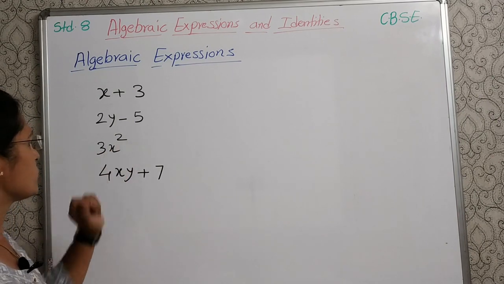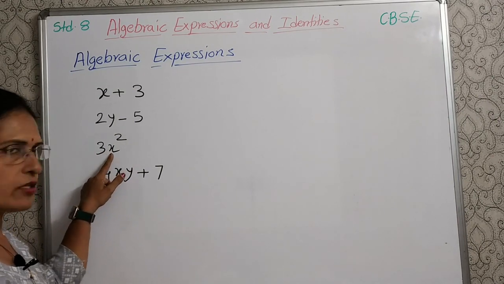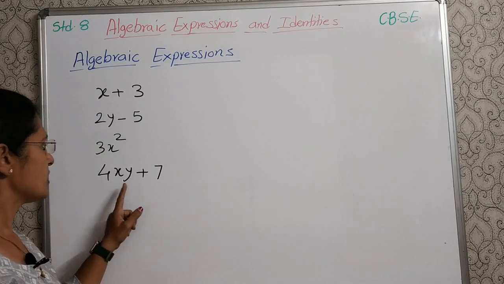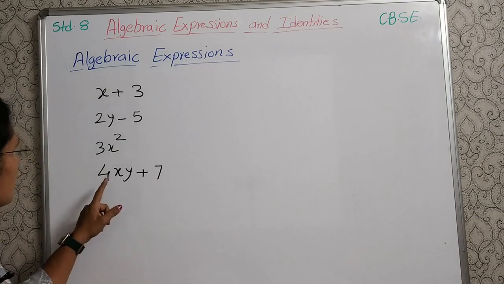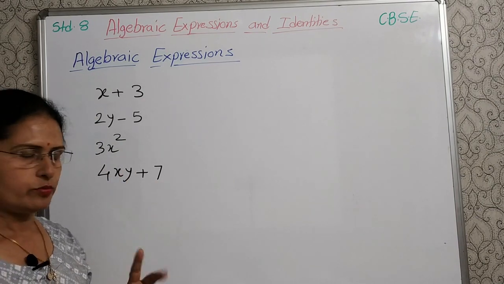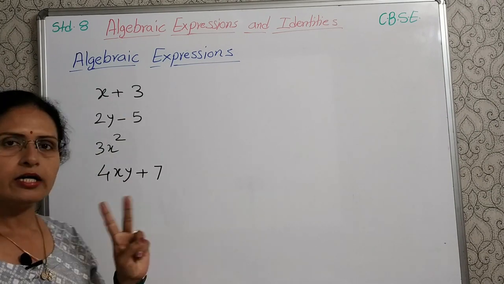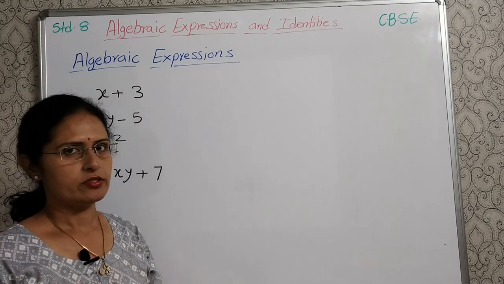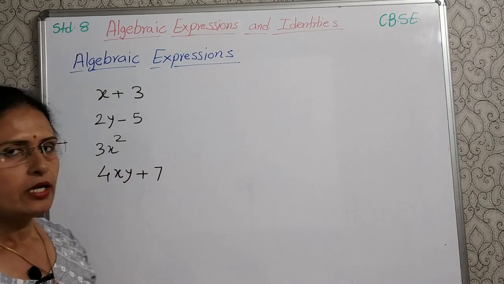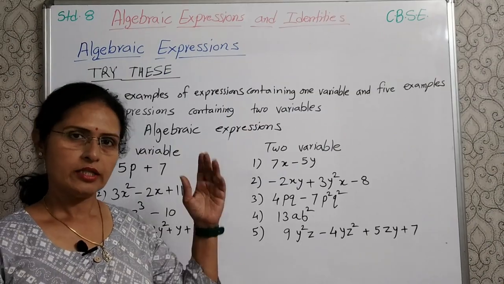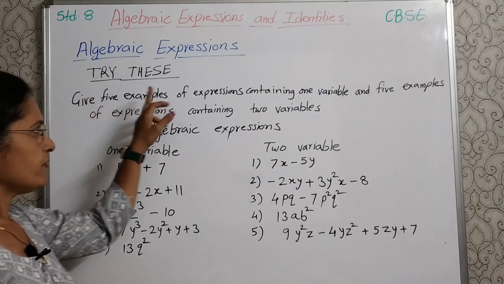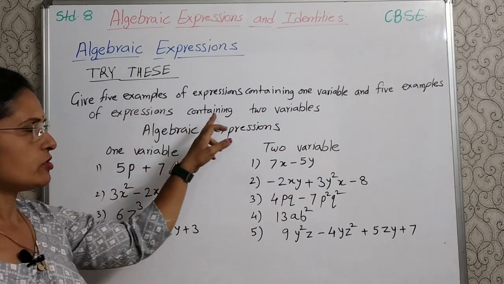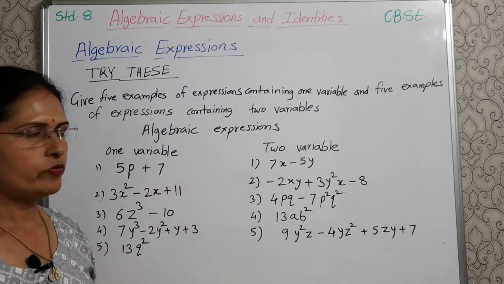Next, 3x square. So here x is a variable and 3 is a constant. Here only one term. Next, 4xy plus 7. So this algebraic expression contains two terms. Here x and y are two different variables. 4 and 7 are constants. So this is about algebraic expressions. Now try this. Give 5 examples of expressions containing one variable and 5 examples of expressions containing two variables.